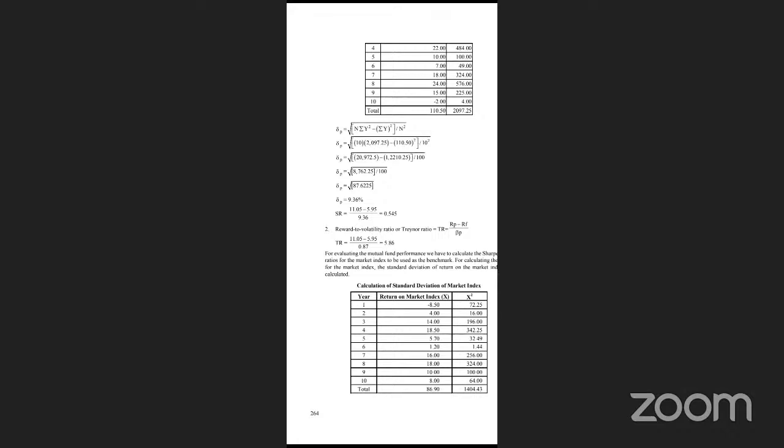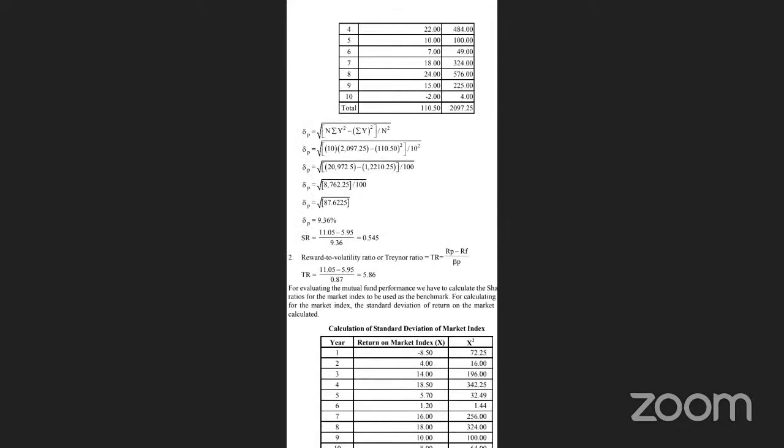What is the formula for the Sharpe's ratio? RP minus RF divided by risk on portfolio. RP we know is 11.05, and RF they have given, along with all the values, and risk on portfolio we have calculated. If we apply the Sharpe's model, we get 0.54%.